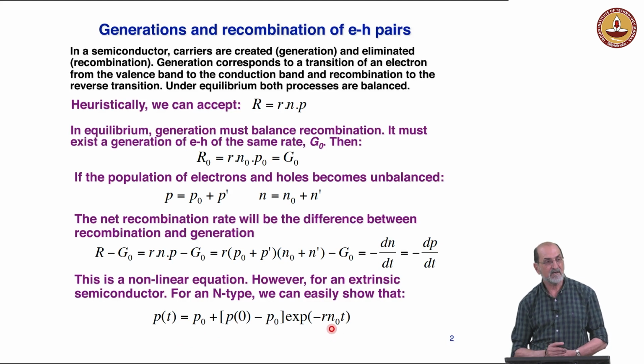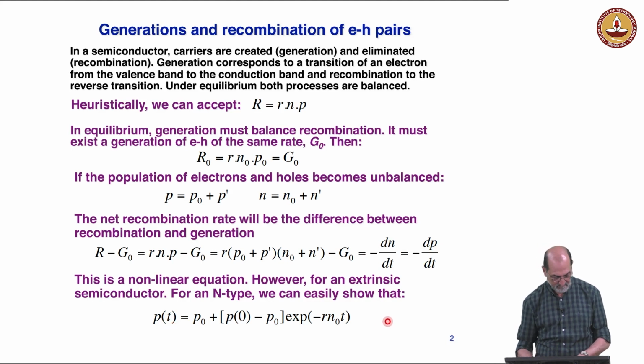So the larger the density of electrons in that N-type semiconductor, the smaller is going to be the time constant. Yeah, extra holes are going to disappear much faster. We can deduce this from this, right?